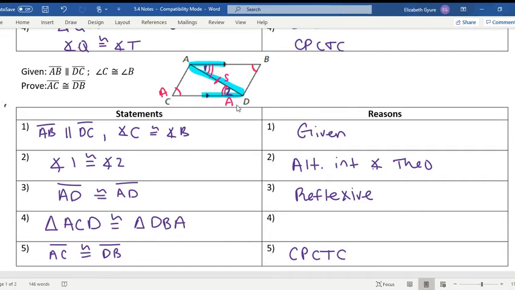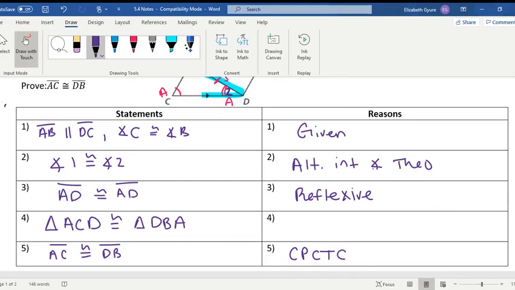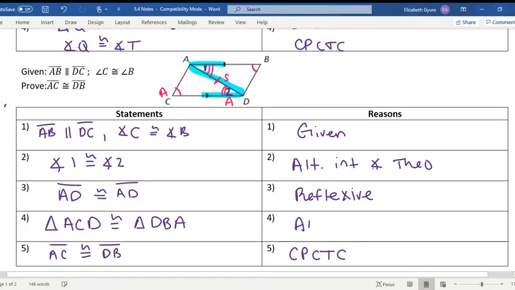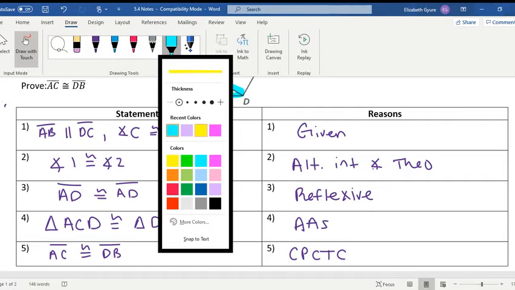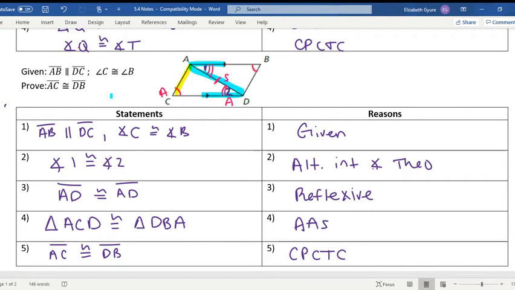For it to be angle, side, angle, this side would have to be here. It'd have to connect them. Good. So this would be angle, angle, side. Good. And then we already have the bottom part filled in. If these two triangles are congruent, then we know that segment AC will have to be congruent to segment BD because those are corresponding parts of two congruent triangles.